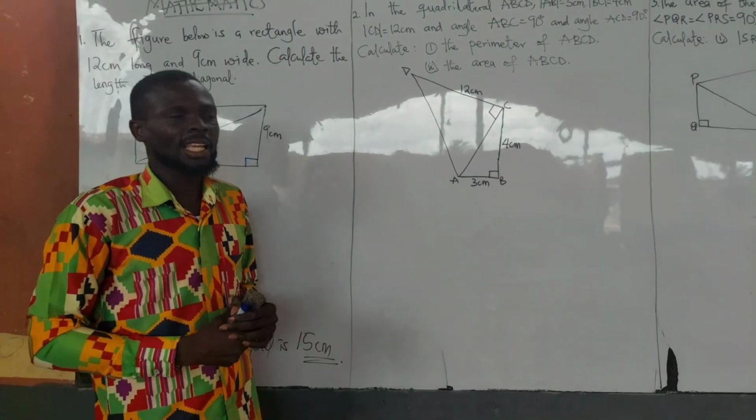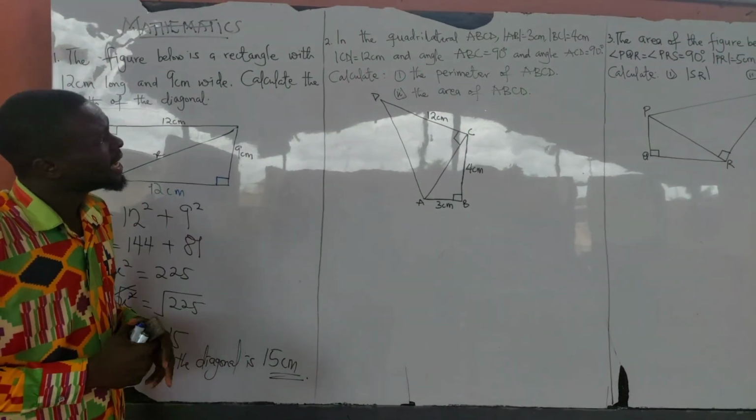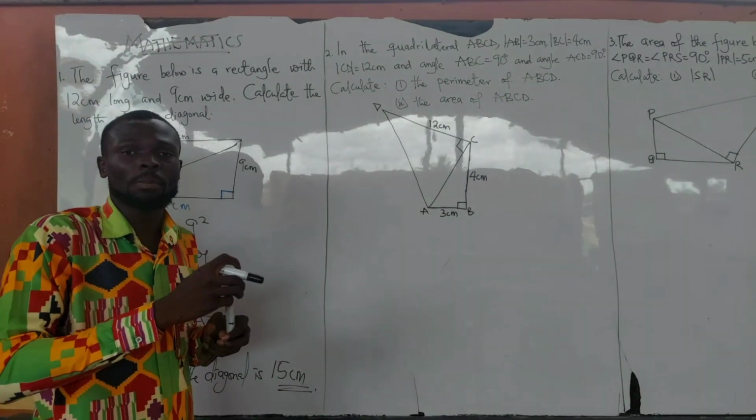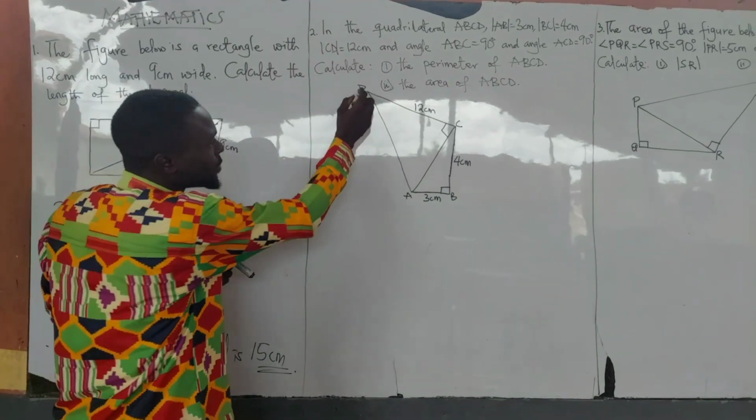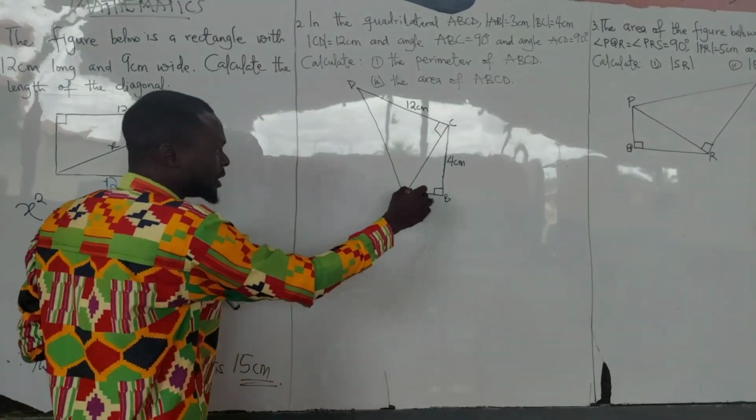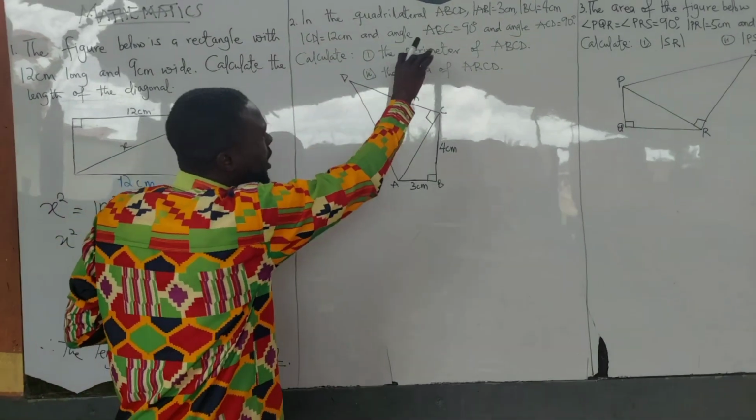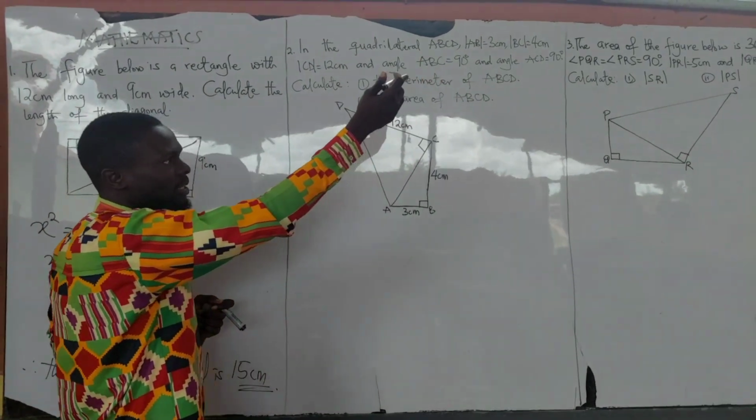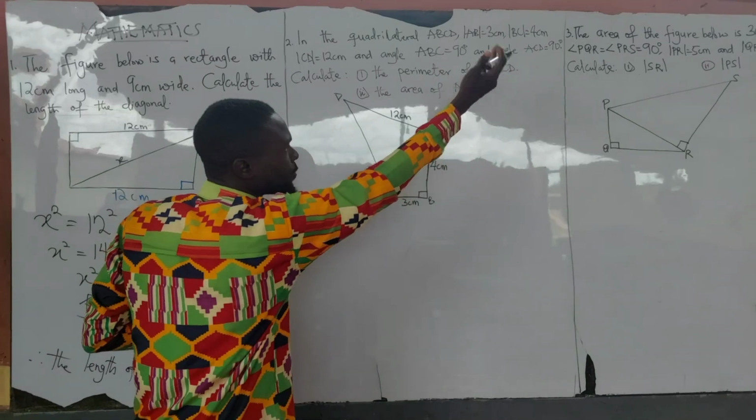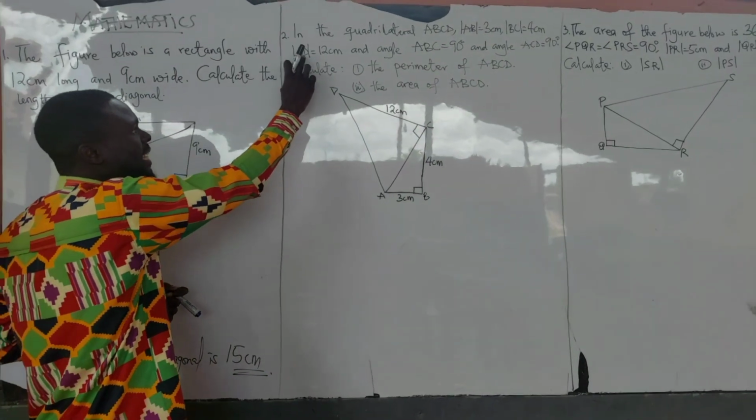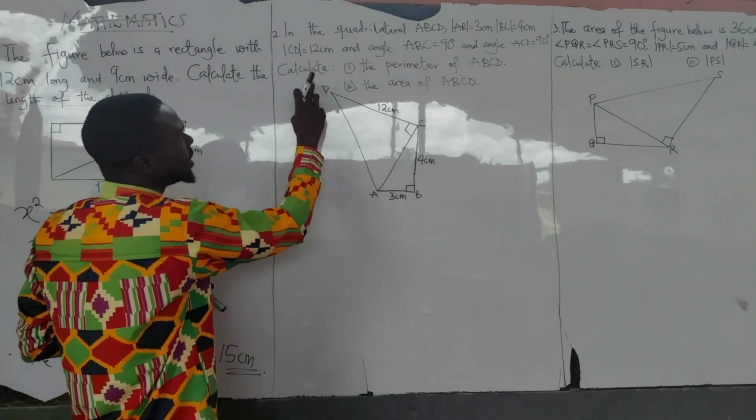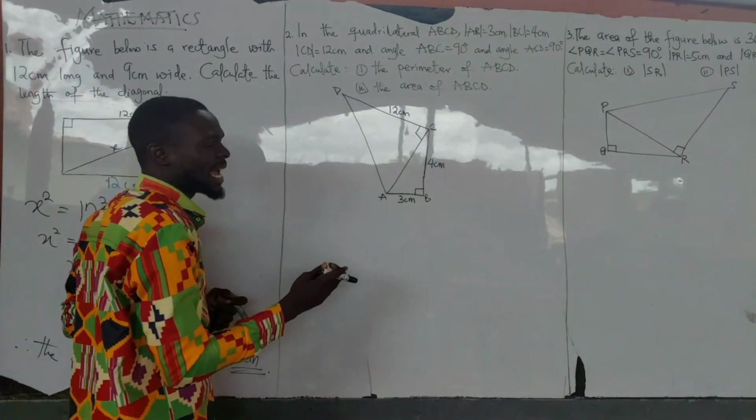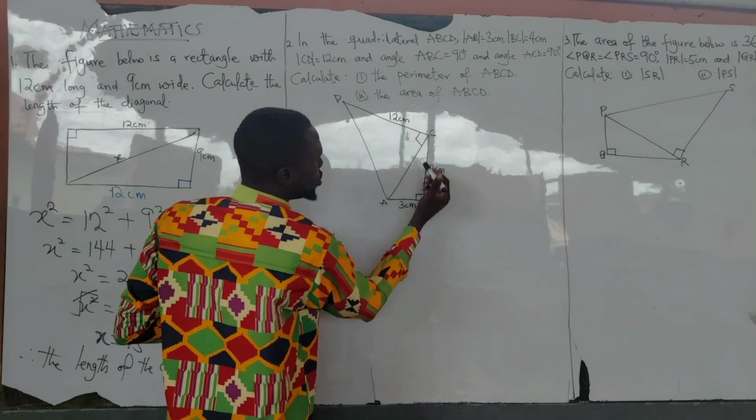Now let's look at the second example in this question. Let's take a look at it. It says that in the quadrilateral ABCD, so you have a quadrilateral, being a four-sided figure. So you have 1, 2, 3, 4. So in the quadrilateral ABCD, AB is 3 centimeters, BC is 4 centimeters, CD is 12 centimeters, and angle ABC is 90 degrees. So you have it here.